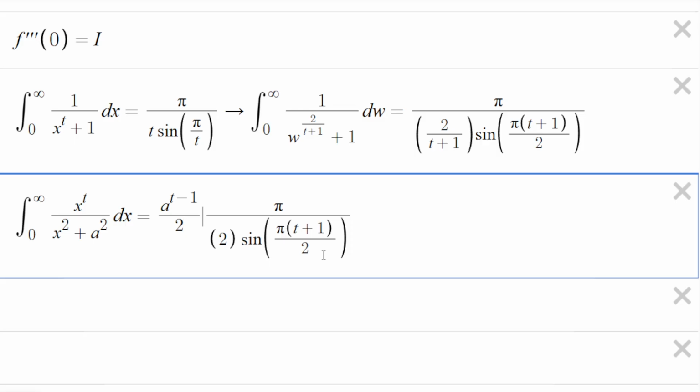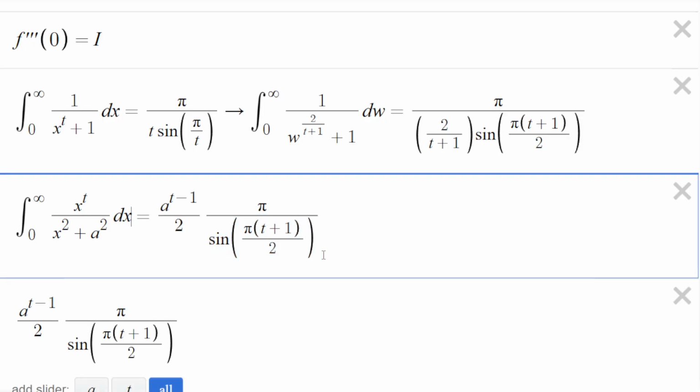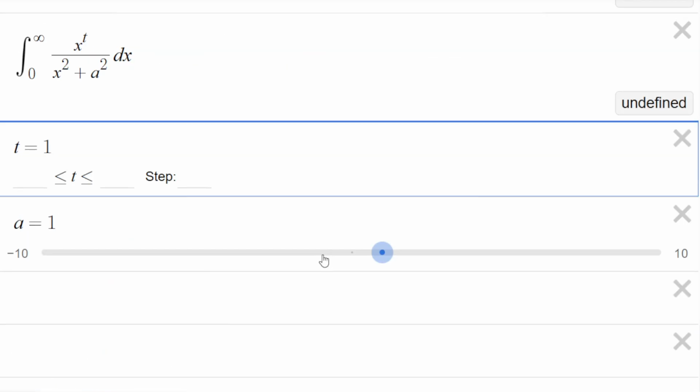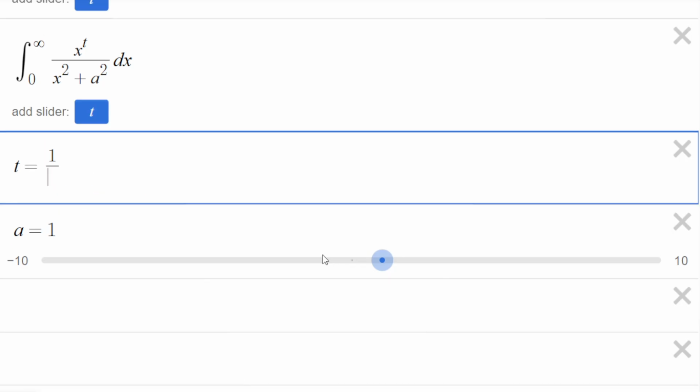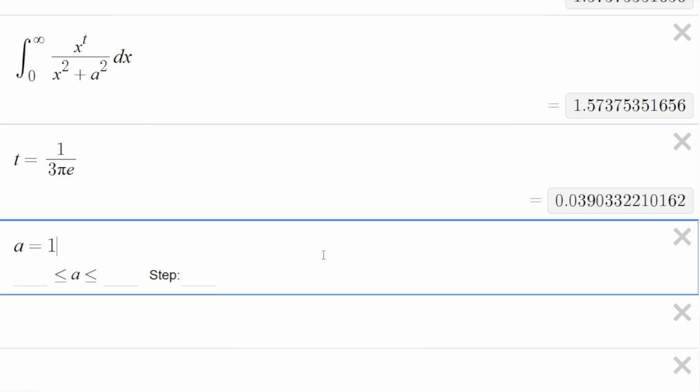We'll just put that 2 right there, and that should be correct. And now let's check it. So we'll paste that, and we'll paste this. And 1 over 3 pi e. Okay, and we'll have a equal to 7.